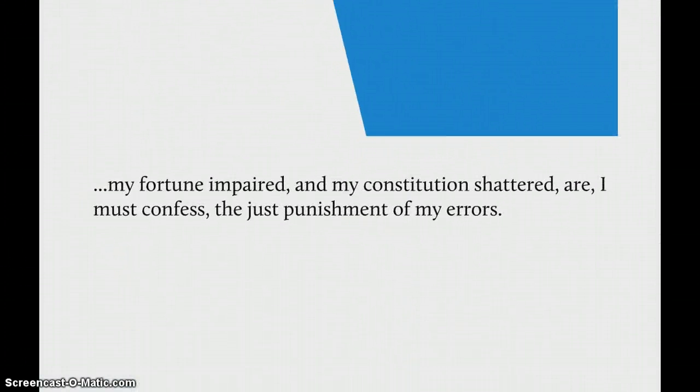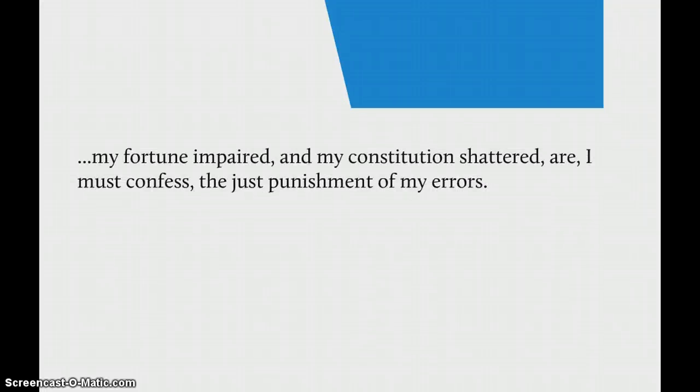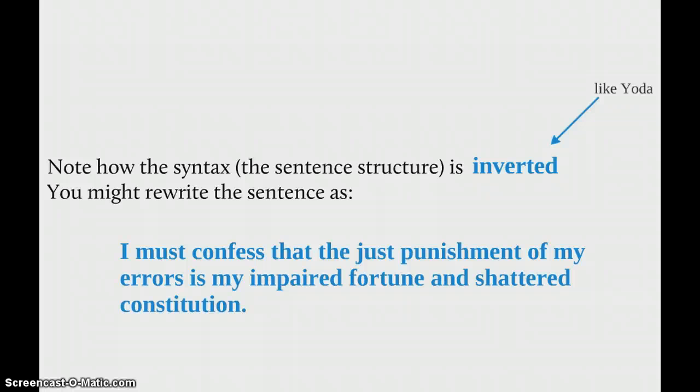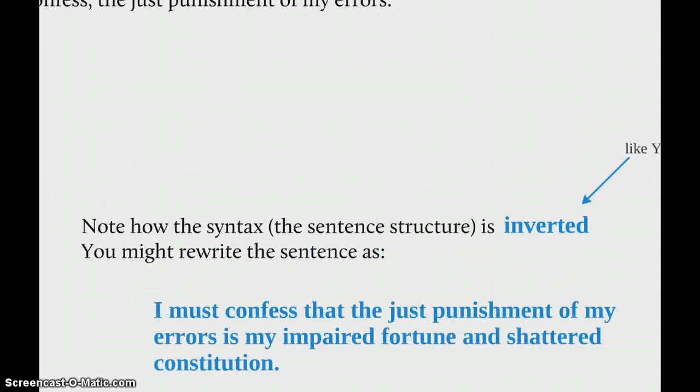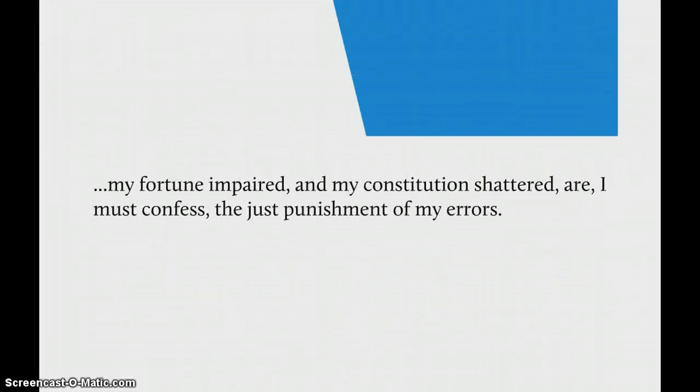"My fortune impaired and my constitution shattered are, I must confess, the just punishment of my errors." Note how the syntax, the sentence structure, is inverted. You might rewrite the sentence like this: I must confess that the just punishment of my errors is my impaired fortune and shattered constitution. So instead of writing it in a way that is easier to understand, the author chose to invert that sentence and write it this way instead.